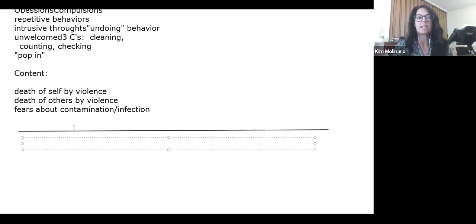People with OCD typically have incredibly empathic and compassionate hearts, and death of self by violence is looked at through the pain that others will experience by the death of themselves, or death of other loved ones by violence, and they compulse because that is their worst fear and their worst pain and their worst worry. Or fears of contamination, infection to self or other loved ones consume much of their day and much of their thoughts because they are so profoundly impacted by that.